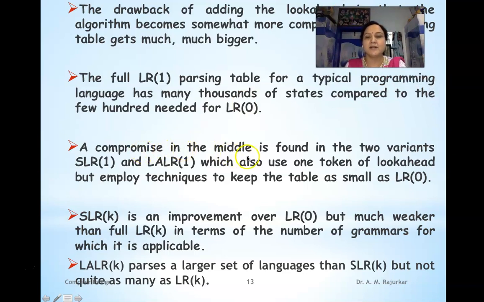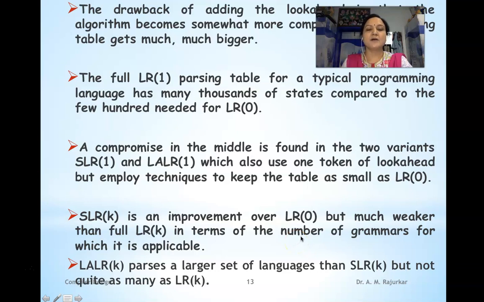So a compromise in the middle is found in the two variants of parsers, SLR(1) and LALR(1). LALR can also use one token of look ahead, but it employs a technique to keep the table as small as LR(0). So the advantage of the LALR(1) parser is that its efficiency is more than SLR(1) and the table size is equal to SLR(1), while the LR(1) parsing table size is large. So SLR(k) is an improvement over LR(0) but much weaker than full LR(k) in terms of the number of grammars for which it is applicable.